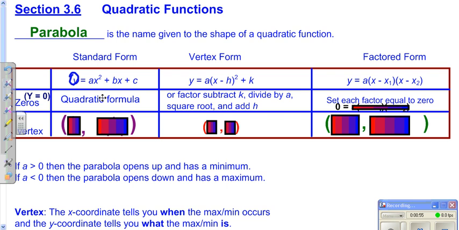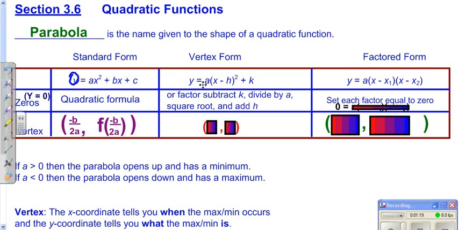In that case, your vertex, where it changes from going down to going up, is at negative b over 2a. That's halfway in between the two roots that you would get from your quadratic formula. Well, how do you get the y-coordinate? Basically, you plug it in.